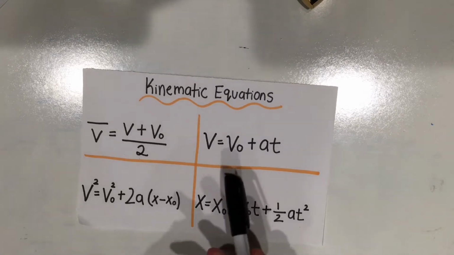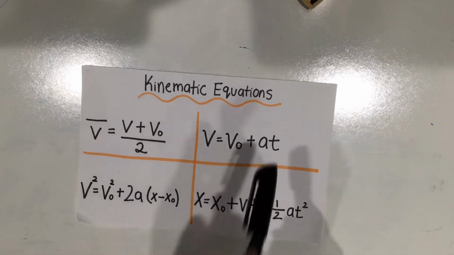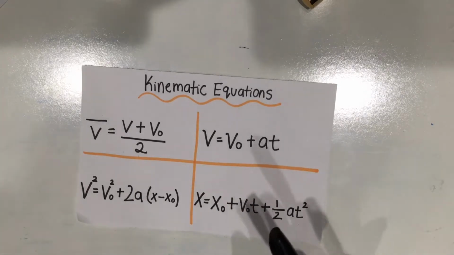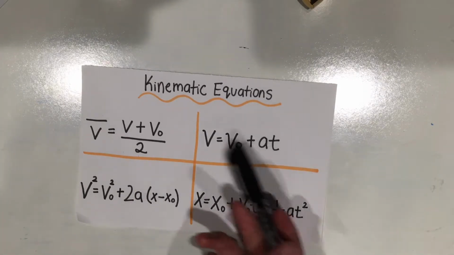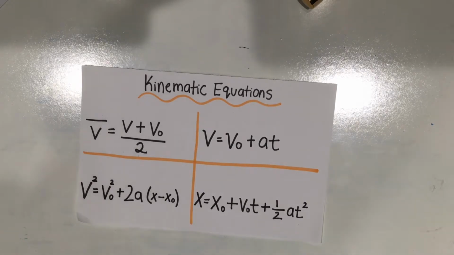So like, let's say for example, you need to find final velocity, but you are given initial velocity, acceleration, and time, then you can easily find final velocity with this equation right here. And you could also rearrange this equation to find time if you're given all the other factors. And that's how all the equations work, so they're very important to understand in order to understand physics.